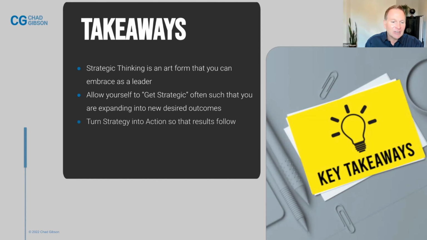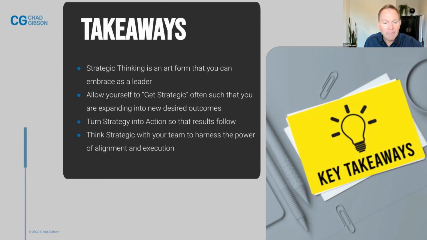All right. So yes, you're going to turn strategy into action so that results follow. Yes, you will do that, but not before you are inspired by your strategic vision. And then finally, think strategic with your team to harness the power of alignment and execution. Alignment starts at the beginning. Execution starts before you get to work, because people are thinking, what does this look like realized? What does this result look like? And then that's how you plan.